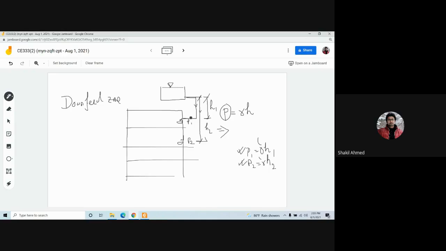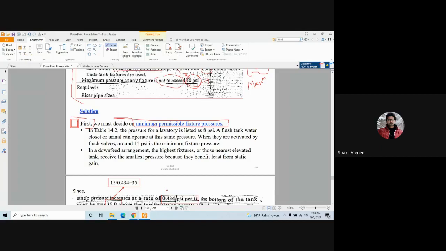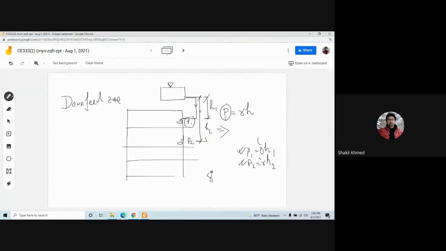Now, if this fixture has a minimum requirement of, for example, 8 psi, then you need to provide enough H here. Am I right? Enough H1 here. So there is a minimum H1 requirement also, because you have a minimum P1 requirement. And P1 equals to what? At least greater than or equal. Let's write this, greater than or equal. That means minimum 8 psi.